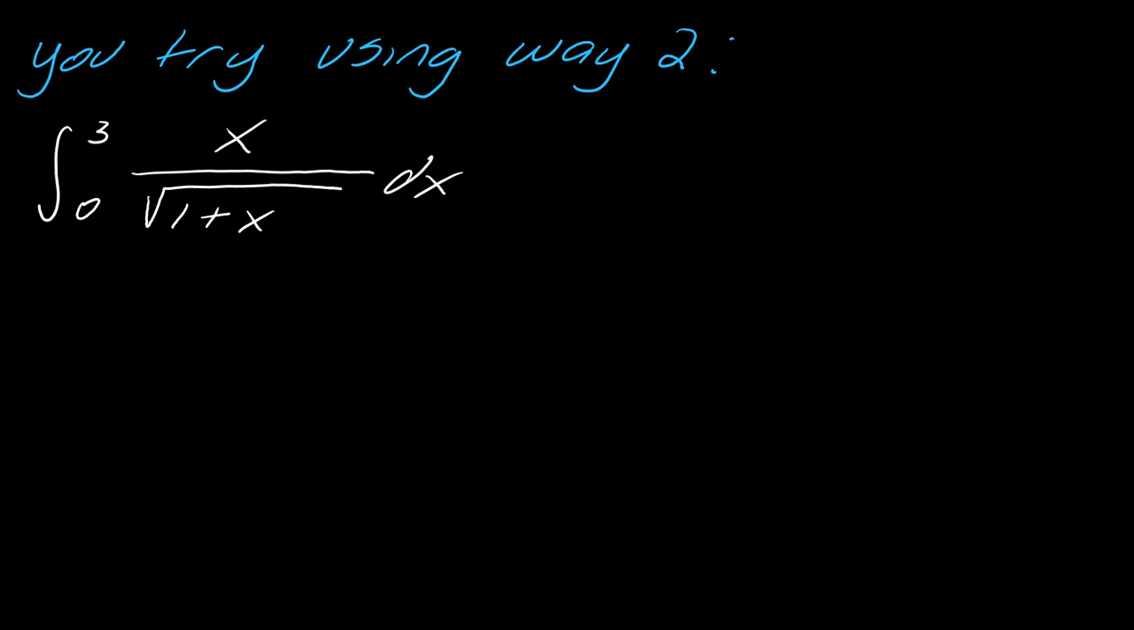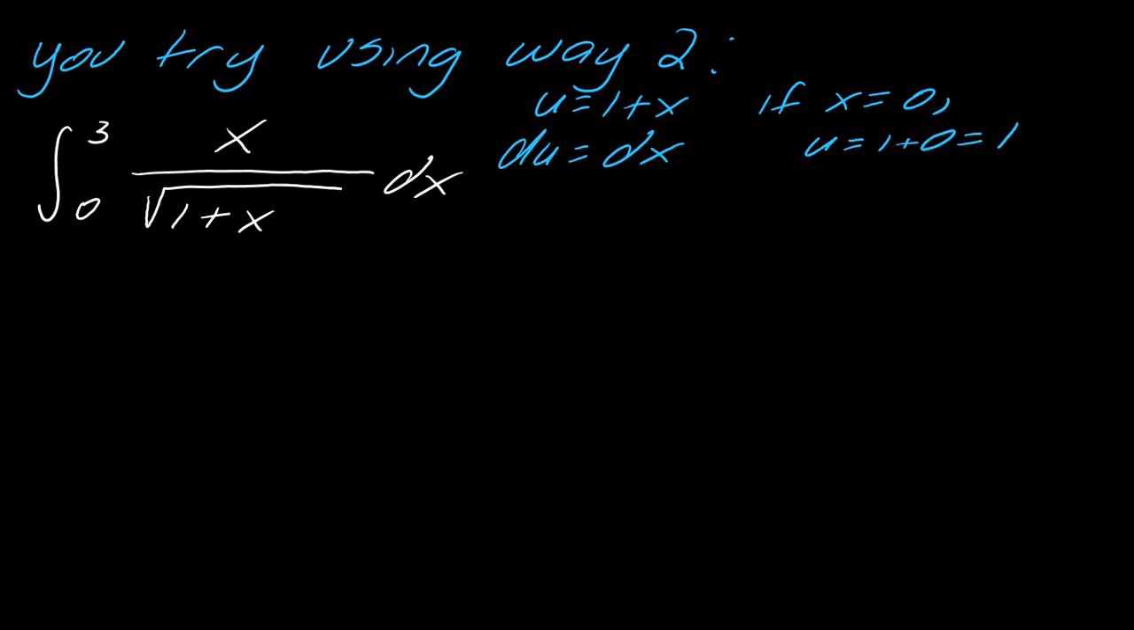Okay, so just to remind you, my u in this case was 1 plus x. My du was dx. Then if x equals 0, that would mean u equals 1 plus 0, which equals 1. And if x equals 3, then u equals 1 plus 3, which equals 4. So if I restate this whole thing, this now goes from 1 to 4, using these new limits of integration.